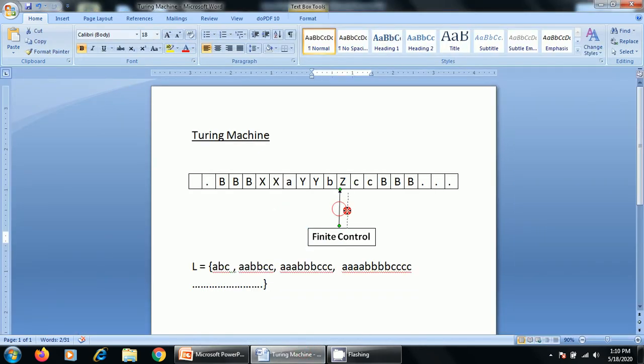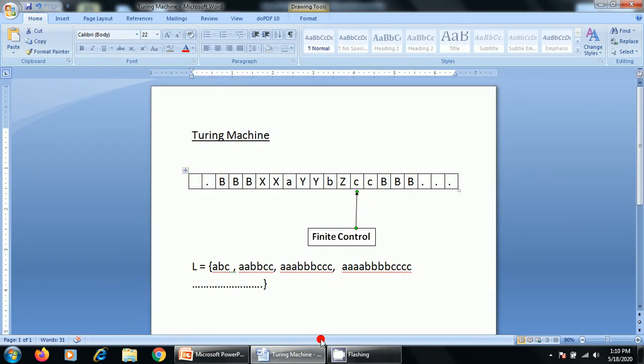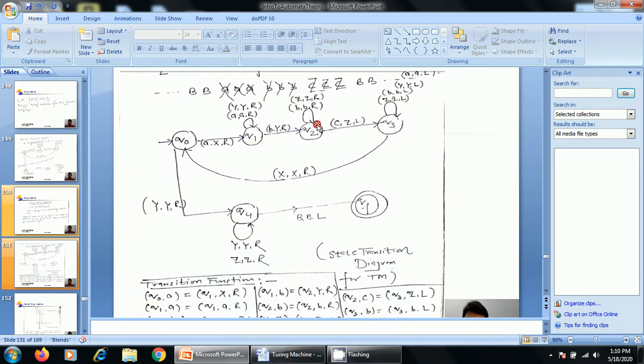Keep it Z and move right, because we are searching for the second C. Okay, now see, we are at this position. There may be a number of B and a number of Z. That is why there is a loop for B and for Z also. Now we are at this position.